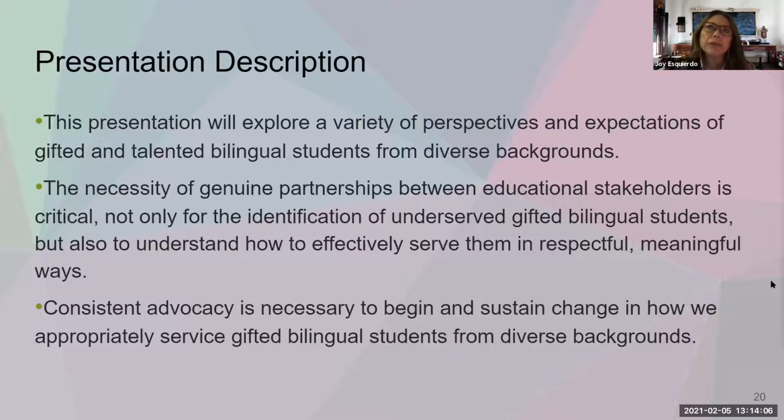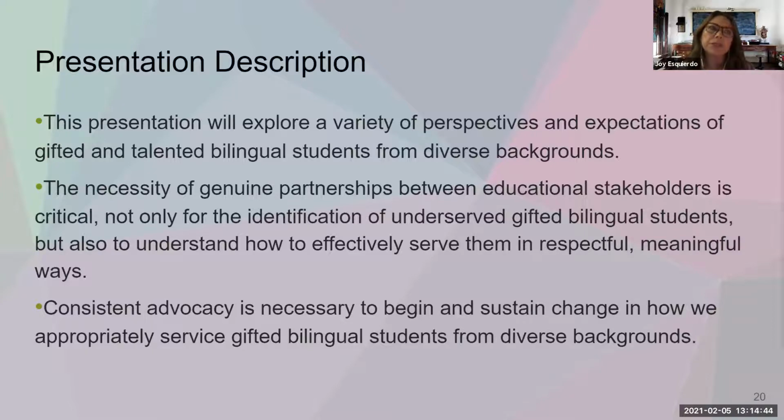But being bilingual comes in different levels of language development, different languages, various and diverse backgrounds, like Theresa mentioned earlier, different levels of SES. Even within that aspect, there are different variances, looking at different cultural experiences. Many times those cultural experiences are connected to SES and to linguistic backgrounds. And so all of that comes into play. And then also, the necessity of genuine partnerships between the educational stakeholders is very important as we advocate for the underserved bilingual gifted students.